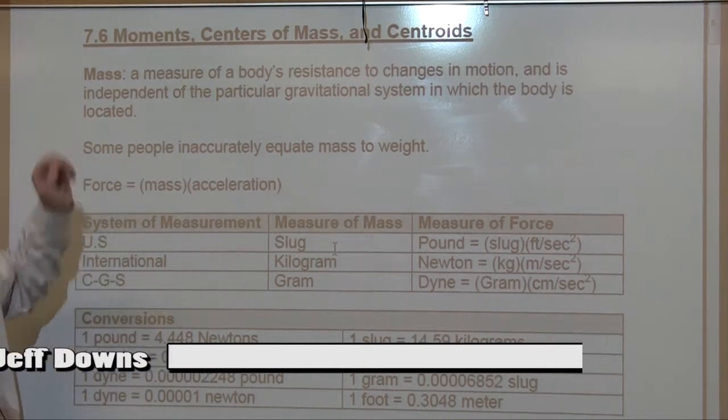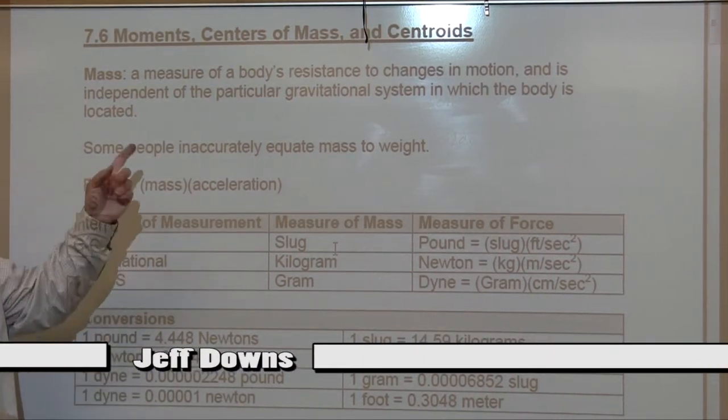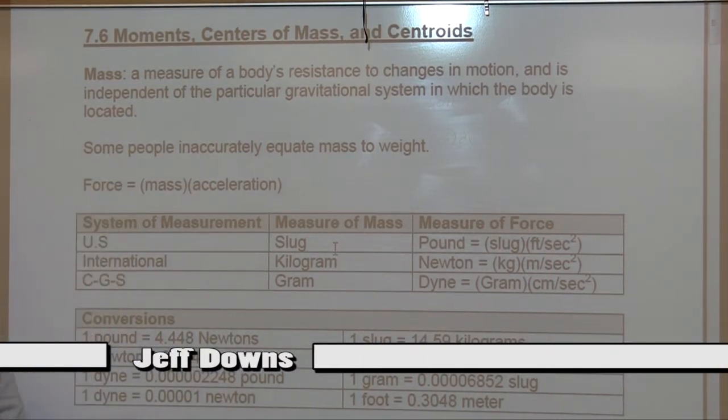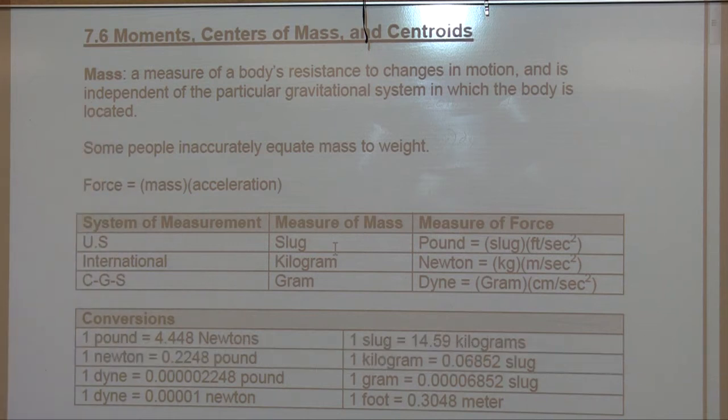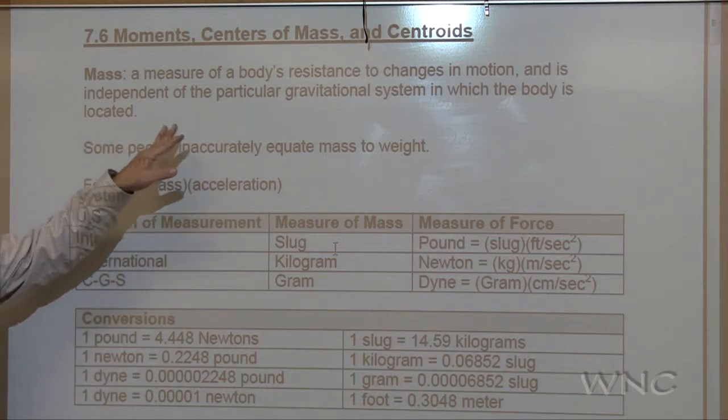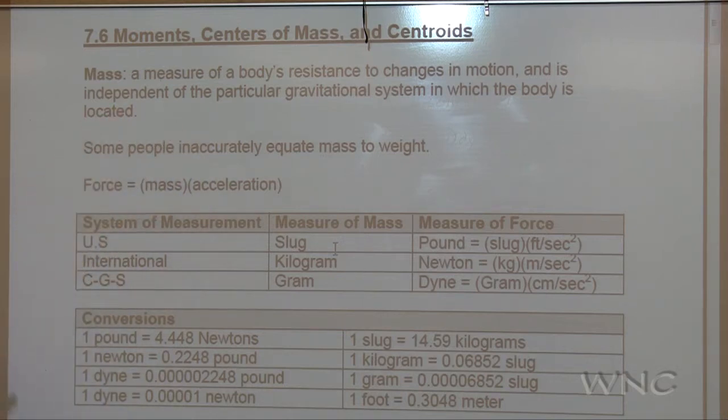Welcome to 7.6, Moments, Centers of Mass, and Centroids. Okay, a mass. Mass is a measure of a body's resistance to changes in motion and is independent of the particular gravitational system in which the body is located. So your mass on Earth is the same as the mass on the Moon. Your weight's going to be different, but the mass will be the same. Mass on Jupiter would be the same. Weight would be a lot different on Jupiter. Not that there's a solid part of it, but anyway, the gravitation would crush us on Jupiter.